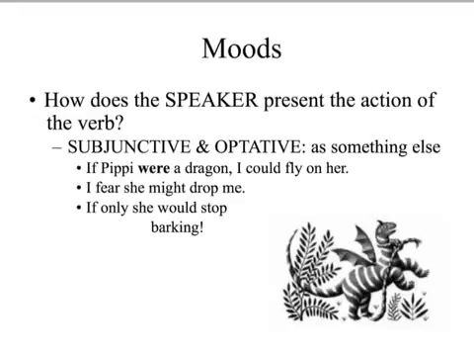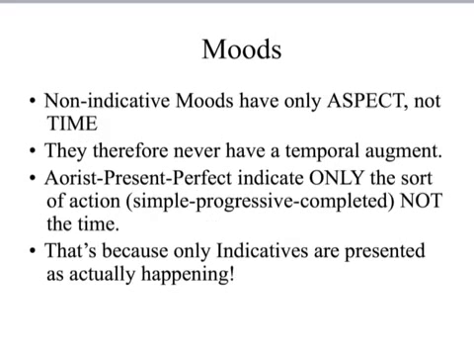If Pippi were a dragon, I could fly on her. I could fly on her, potential. I fear she might drop me, something that could or maybe not happen in the future. If only she would stop barking, a wish, something that you hope for but are not certain of. All of those kinds of moods are part of what the subjunctive and the optative do in Greek.